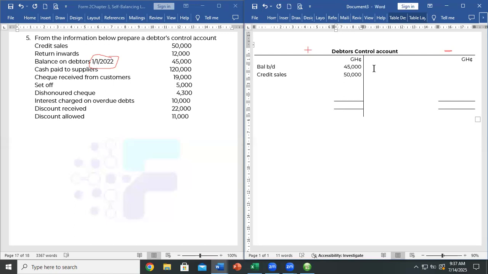Please, you're going to credit the return invoice to the debtors control account. Okay. Because it is reducing the debtors balance, right?